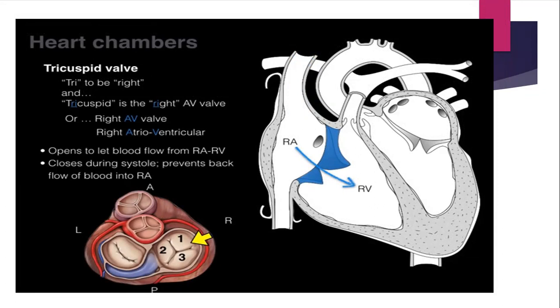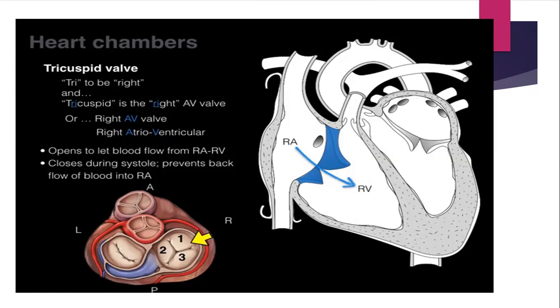Tricuspid valve. Tri means three. It is a right atrioventricular valve, which separates the right atrium and the right ventricle. It opens to let blood flow from the right atrium to the right ventricle, and it closes during systole and prevents flow back to the right atrium. So it closes during systole and it opens during diastole.